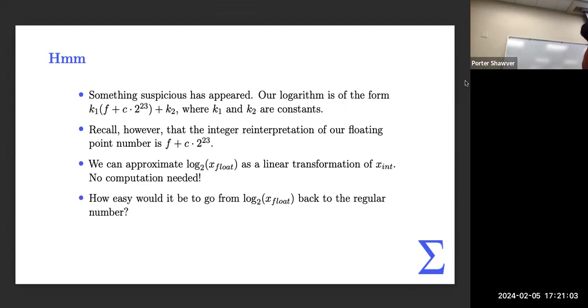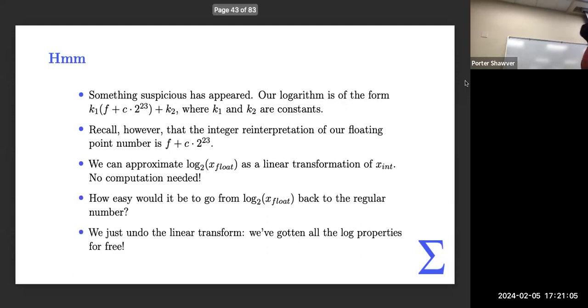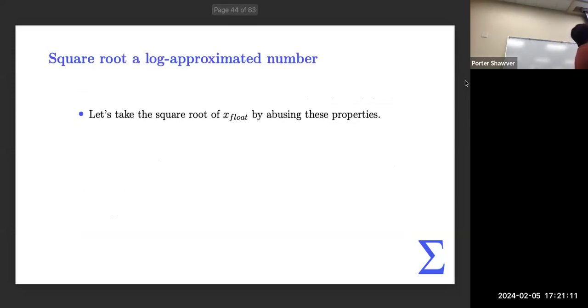So how would you go back from the log to the regular number? You would undo the linear transformation and then reinterpret it as a float. So this gives us all of the log properties, which are quite nice, for free, essentially, because we can convert a number to its log also basically for free.